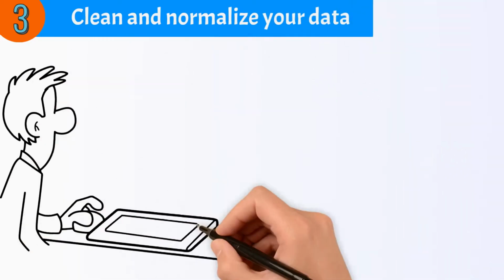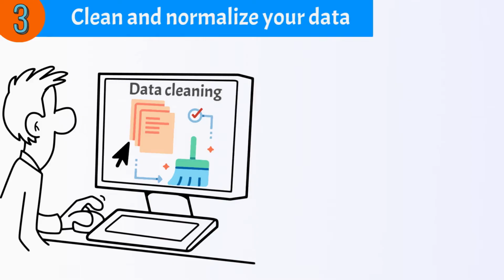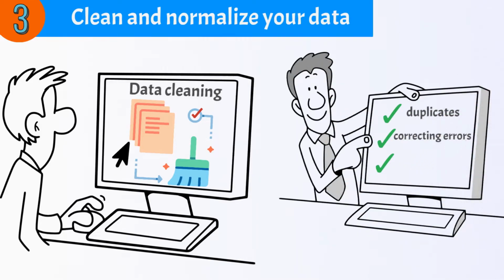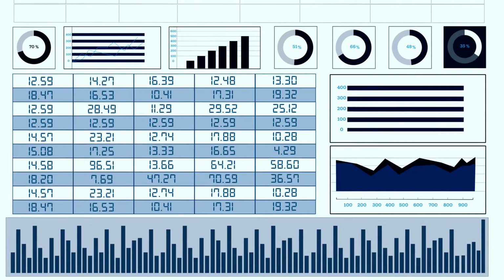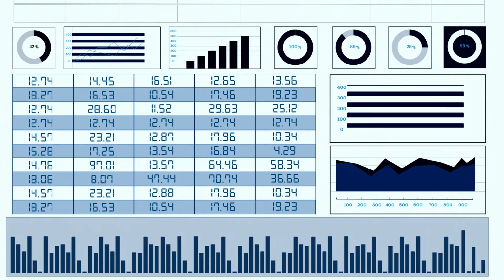Third, clean and normalize your data. Before you can migrate your data, it's important to clean and normalize it. This means removing any duplicates, correcting errors, and standardizing the format of your data. This will help ensure that your data is consistent and easy to work with in Salesforce.